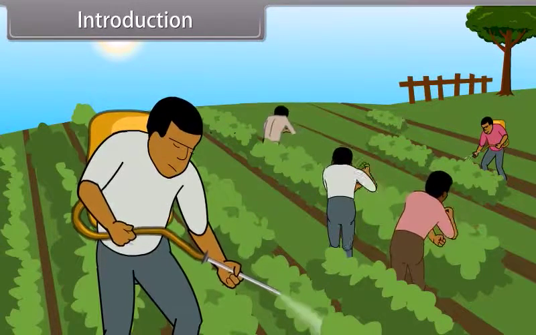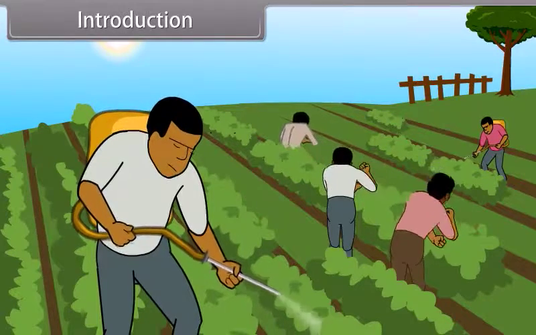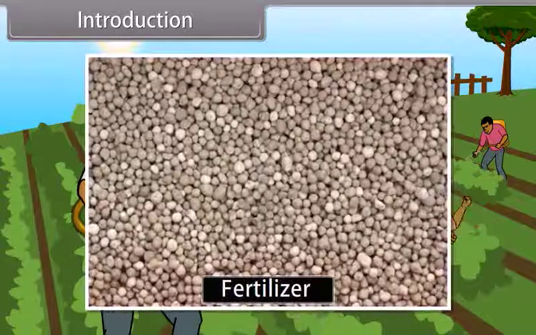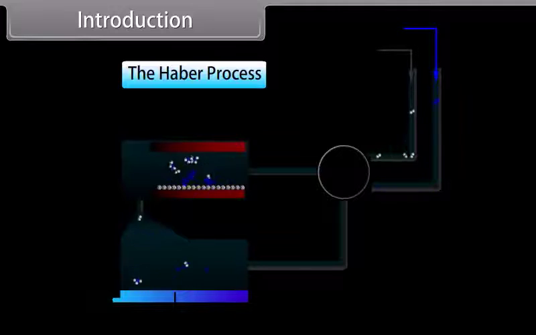Students, as we all know, fertilizers are widely used in modern era agriculture. Fertilizer use has been shown to be very effective in increasing agricultural productivity. About 40% of world protein production is based on synthetic ammonia. To meet the high demand of ammonia, it is manufactured on a large scale by Haber's process.